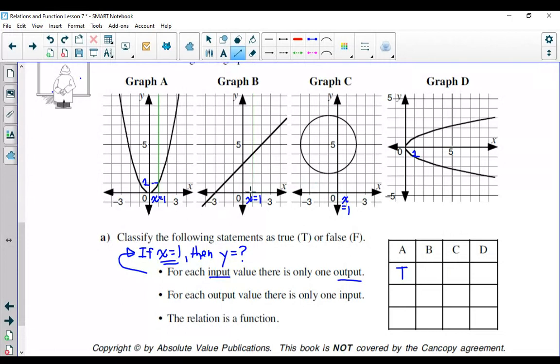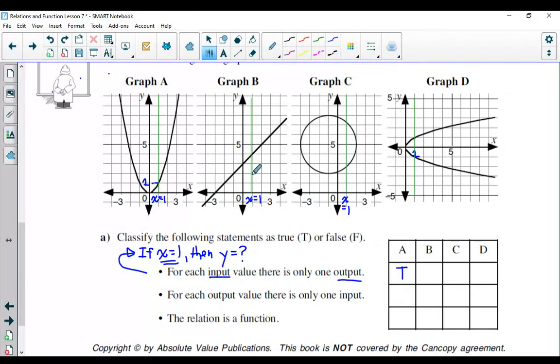The program keeps making my lines a little bit off, which I'm not happy about. There we go. Okay, x equals 1, vertical line. For each input value, there's only one output. So let's do it for all these graphs here.